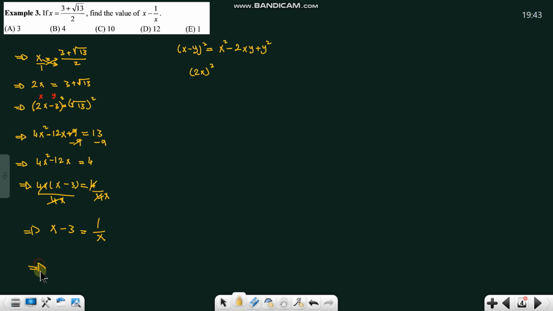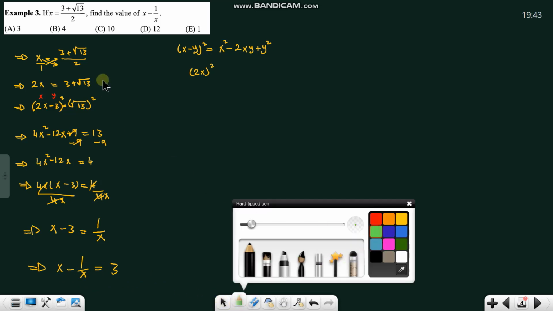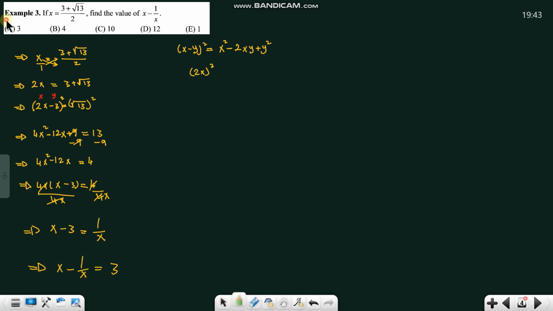Now, take 1 over x to the left side. The sign of 1 over x is what? Positive. Take it over, it will be negative. So x minus 1 over x. And take 3 to the other side. It's negative, so if I take it over, it will be positive 3. So it means x minus 1 over x is 3. So the right answer of my solution is 3.